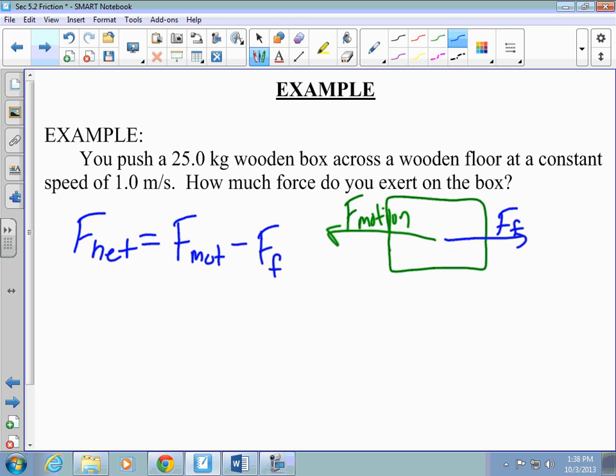Okay. Now let's go ahead and pull out what we need from the equation. You push a box that has a mass of 25.0 kilograms.